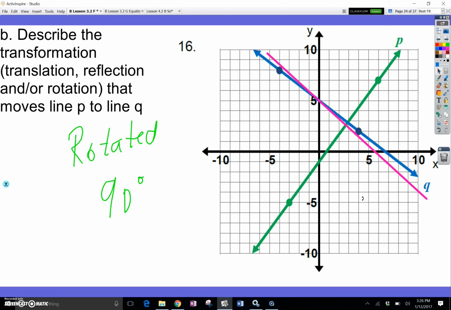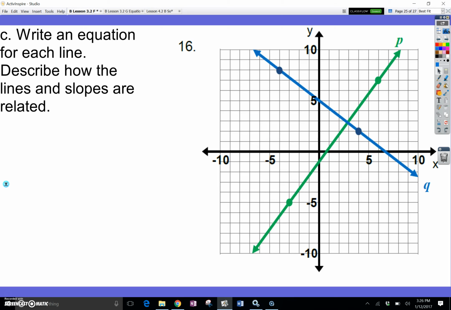So it's not perfectly matched up, but you guys get the idea. So here it is right here. I'm going to rotate it 90 degrees to right there. So that's what it is. So this was a rotation, and I rotated it 90 degrees.